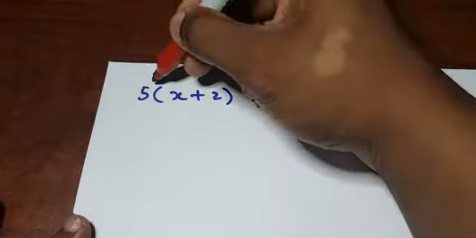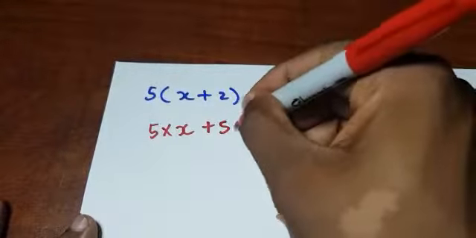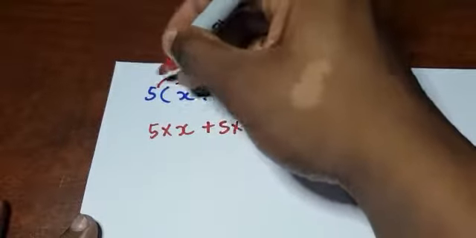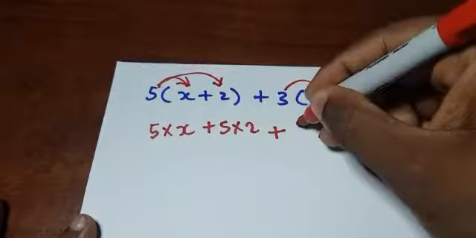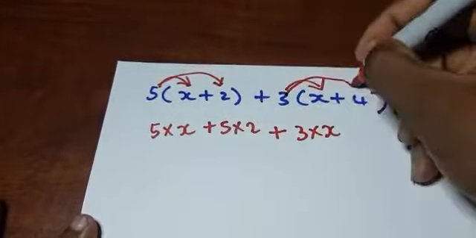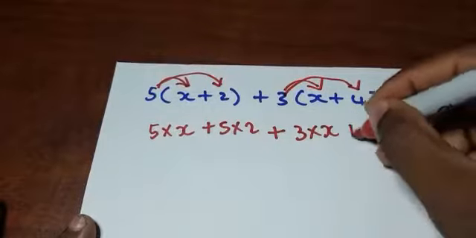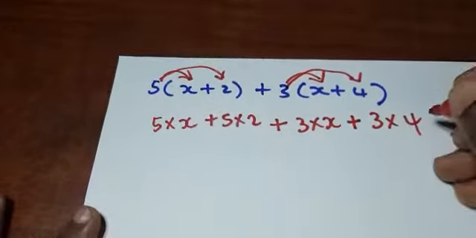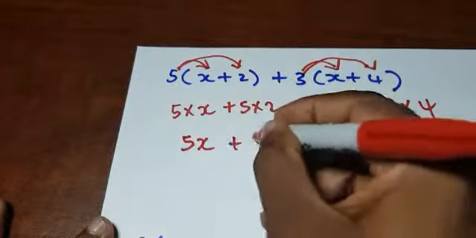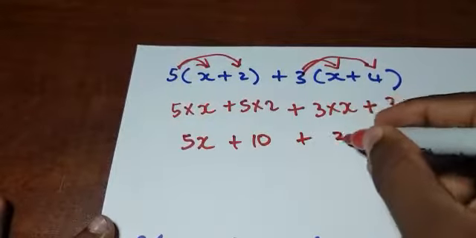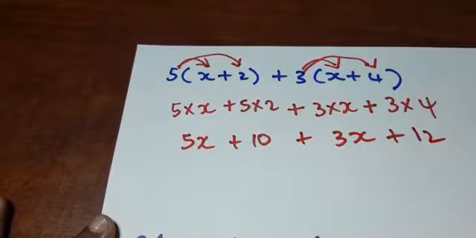Okay, so the same concept, 5 times x, right? So if you want me to show more working, let me do that. 5 times x, 5 times 2, okay. And then over this side, plus 3 times x, 3 times 4, so plus 3 times 4. So what we end up with here, we have 5x, 10, plus 3x, plus 12.